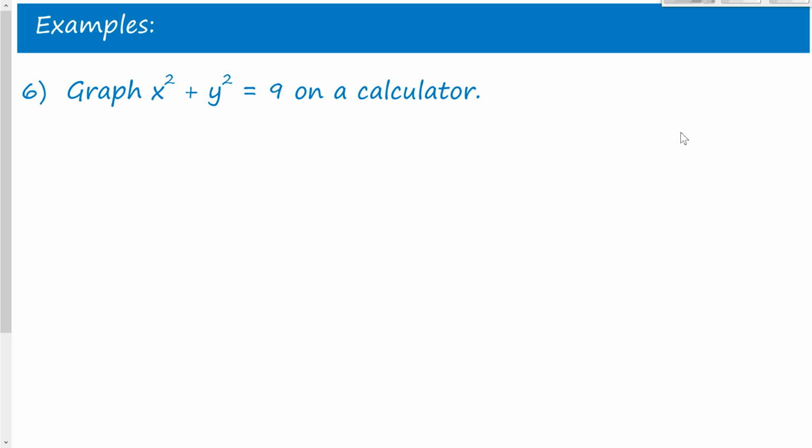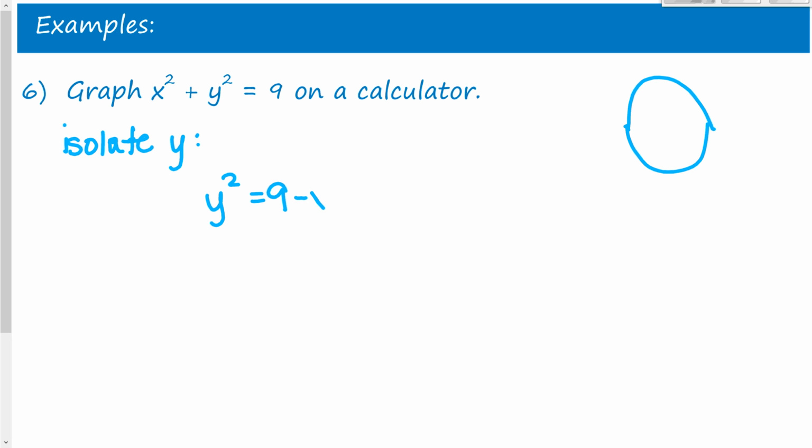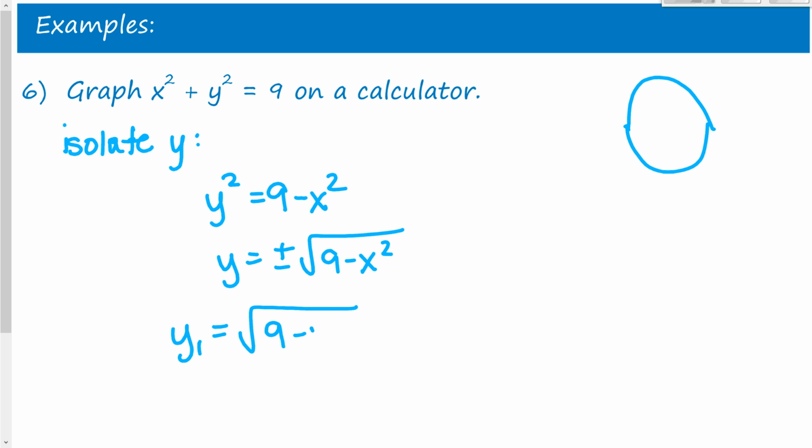But our workaround for that is to make the top half of a circle, and that would be a function, and the bottom half of a circle, and that would be a function. So what we're going to do is isolate y. We have a little bit of work to do before we put it in the calculator. So let's subtract x squared from both sides, and then let's square root both sides. And so what you can do with your calculator is let y1 equal the positive root and let y2 equal the negative root.